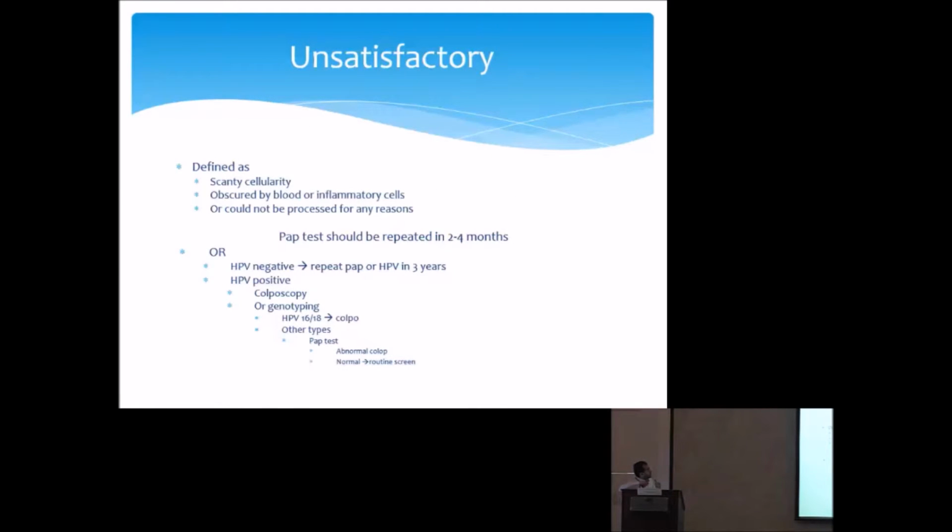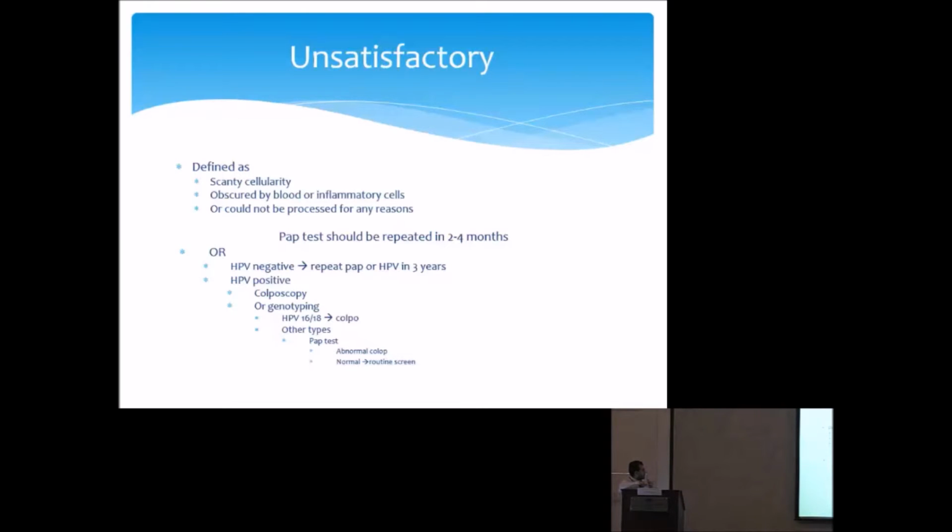So the first one is unsatisfactory. What if you get an unsatisfactory pap test? Unsatisfactory means that the specimen was not labeled well, or you have fewer than 8,000 cells per slide for the conventional one, or fewer than 5,000 in the liquid-based cytology one. So scant cellularity or obscured by blood or inflammatory cells. This pap test should be repeated in 2 to 4 months.